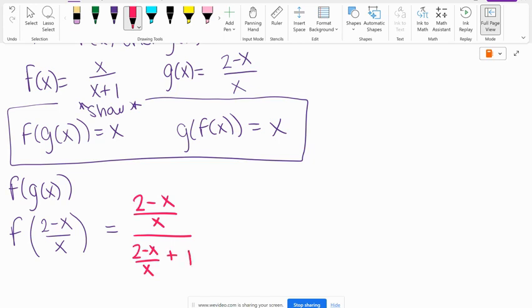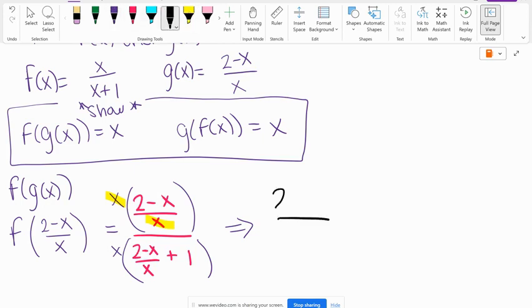And remember I told you when we have the stacked fraction bars, what can we do to eliminate the denominators? Multiply by what would be the LCD, the common denominator. What would be the common denominator here? X. So I'm going to multiply everything top and bottom by x. In the numerator, what happens with these x's? They cancel out. So in the numerator, I only have a 2 minus x.